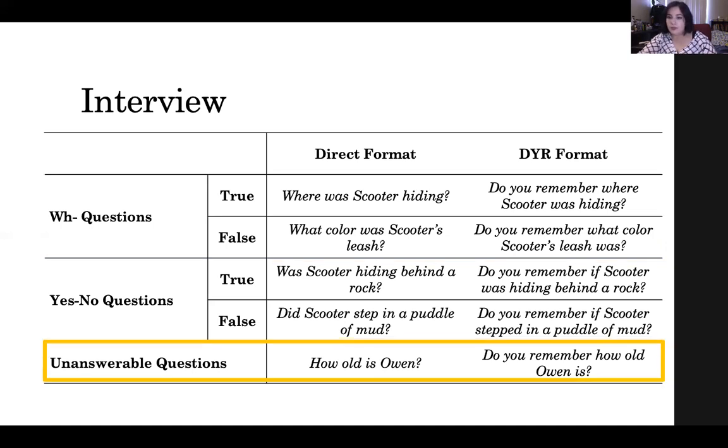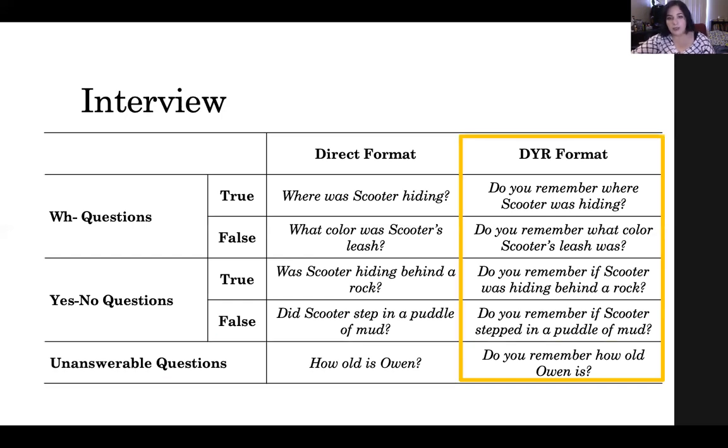And finally, children were asked a set of 5 unanswerable questions regarding details not mentioned in the video at all, so they would be completely unanswerable. Then across all question types, half were presented directly and half were presented in this "do you remember" format, where they were prefaced with the "do you remember" prompt. For the purposes of today's talk, we're only going to be talking about these "do you remember" questions because unelaborated yes/no responses were pretty rare across the WH and unanswerable questions anyways.